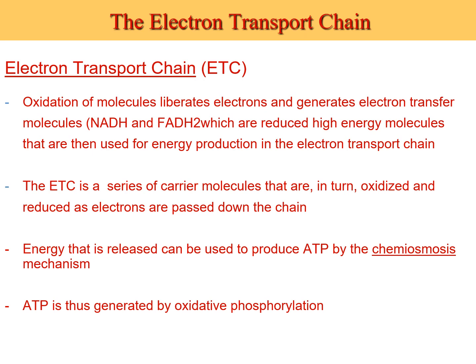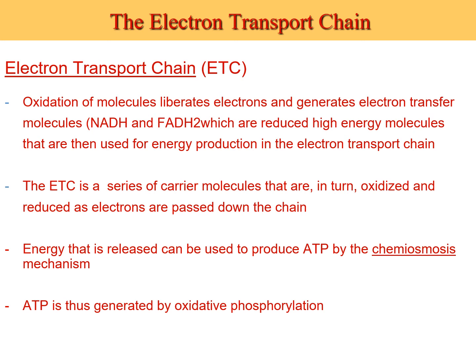So the electron transport chain, or ETC, involves oxidation of molecules that carry a lot of energy, a lot of electrons. NADH and FADH2 are high energy molecules, and they can be used for energy production in the electron transport chain, energy in the form of ATP. So the electrons in NADH and FADH2, which were picked up earlier, are now used to produce ATP.